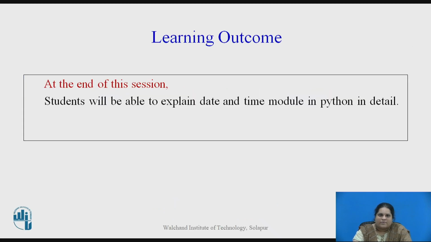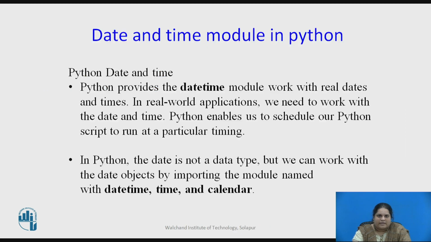At the end of this session, students will be able to explain the date and time module in Python in detail. Python provides the date and time module, which works with real dates and times. In real-world applications, we need to work with date and time. Python enables us to schedule our Python script to run at a particular time. In Python, the date is not a data type, basically, as it is an object oriented programming language. Here we can use objects of classes or the modules.